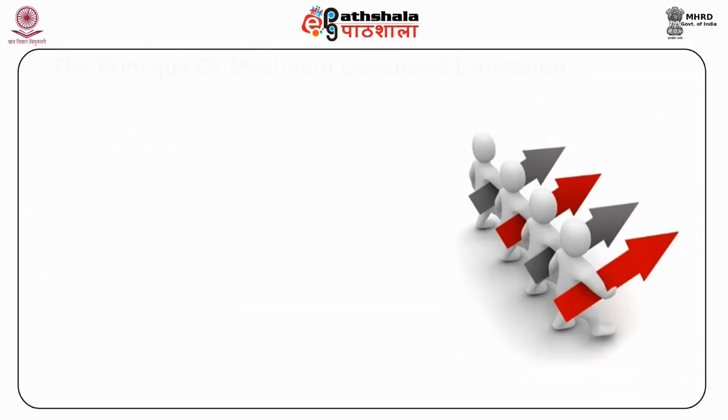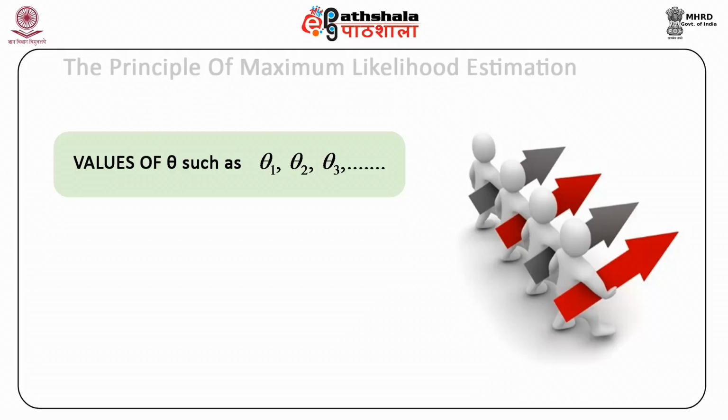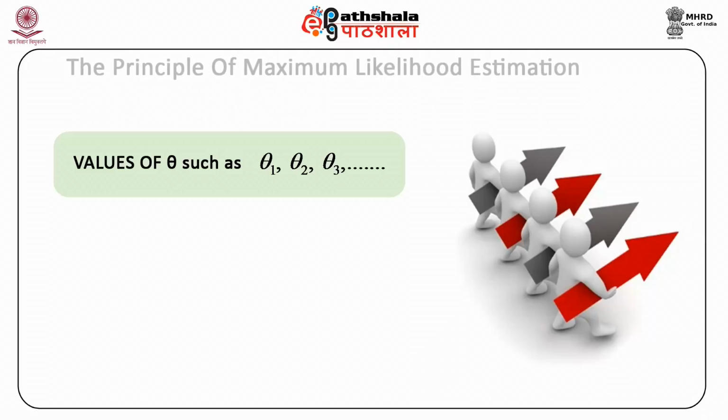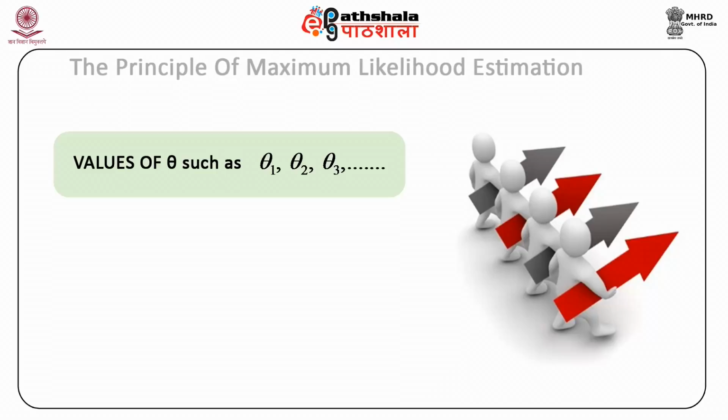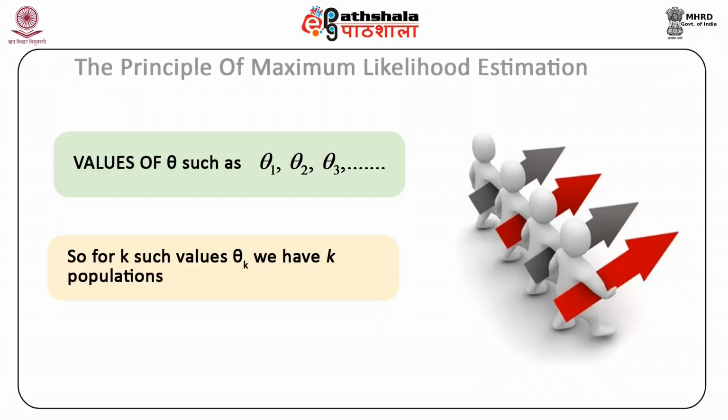Under the above method, we discussed the principle of maximum likelihood estimation. The unknown parameter theta can take different possible values such as theta 1, theta 2, theta 3, etc. For different possible values of the parameter, we have different populations, all having the same form but differentiated by the parameter value. So for k such values, theta k, we have k populations.